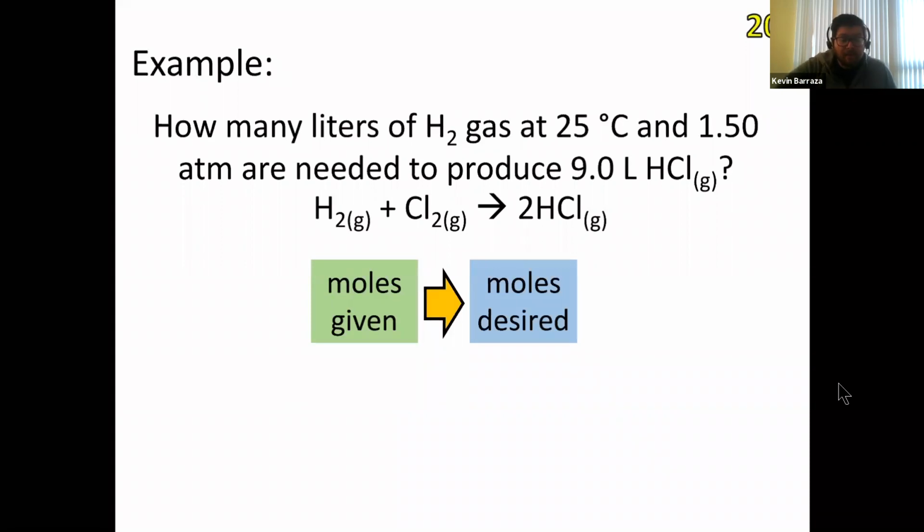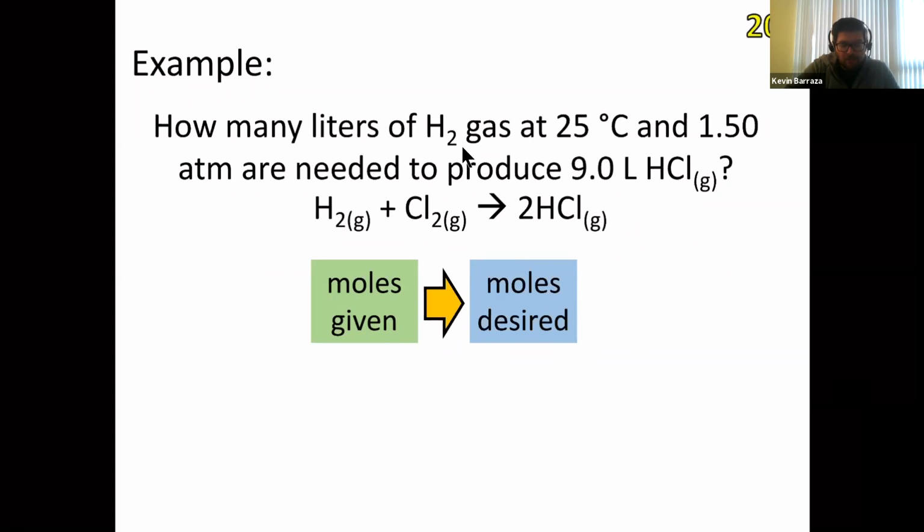Well, not that specific calculation, but this example calculation. How many liters of gas at 25 degrees Celsius and 1.50 atmospheres are needed to produce 9 liters of HCl? So the equation is H2 plus Cl2 makes HCl. Again, the central theme is moles given to moles desired. Now, what do I desire?